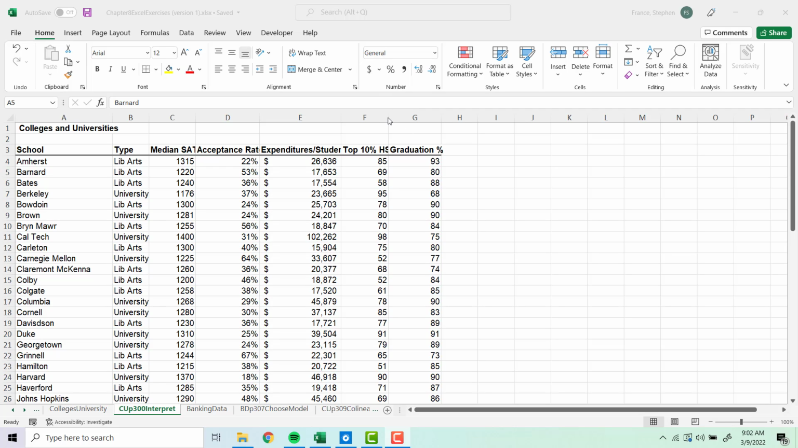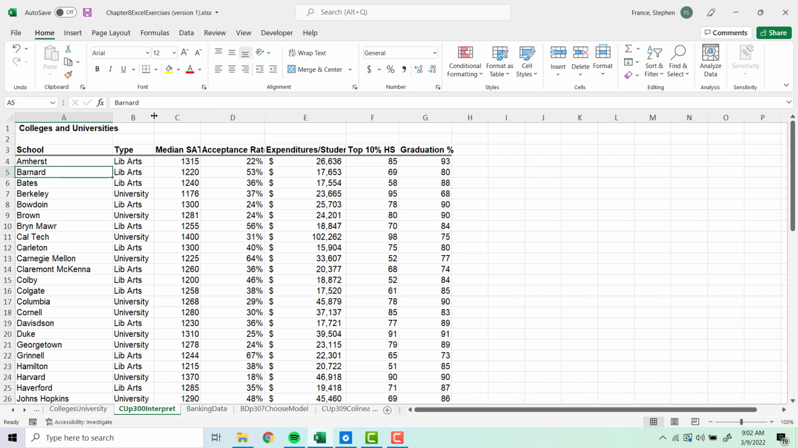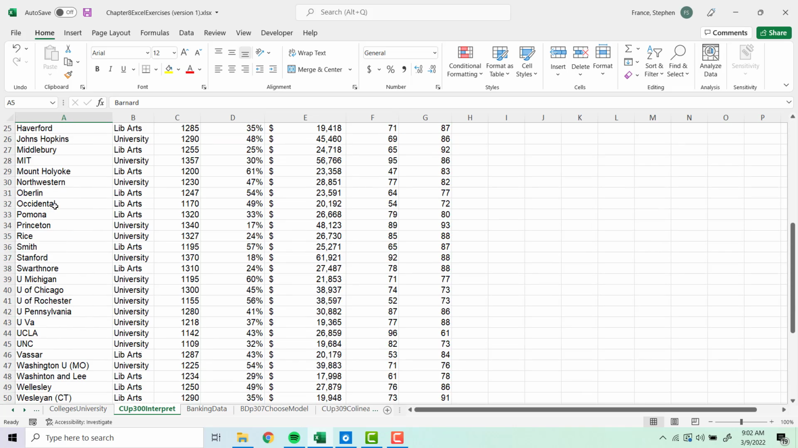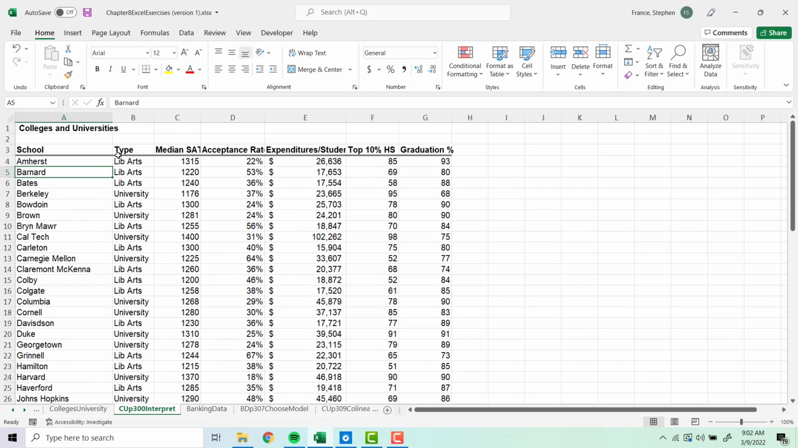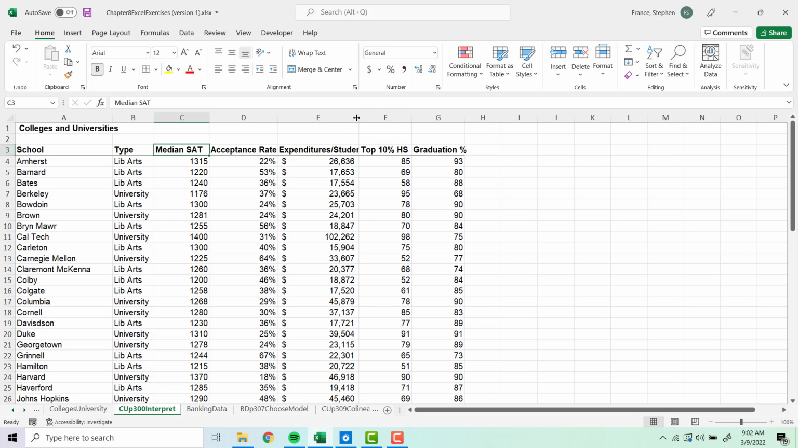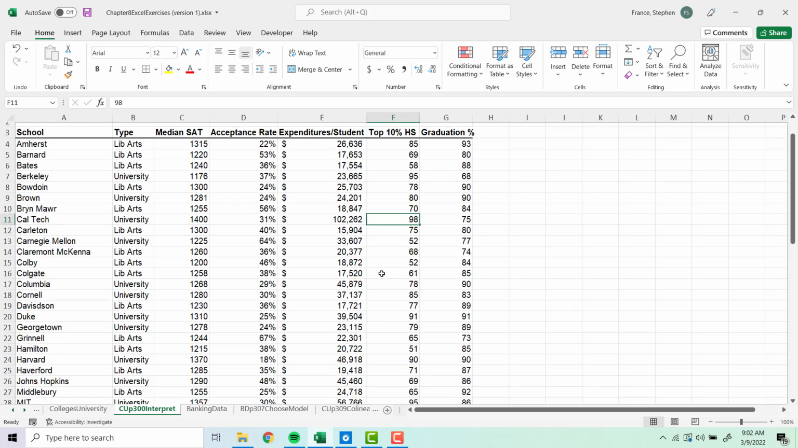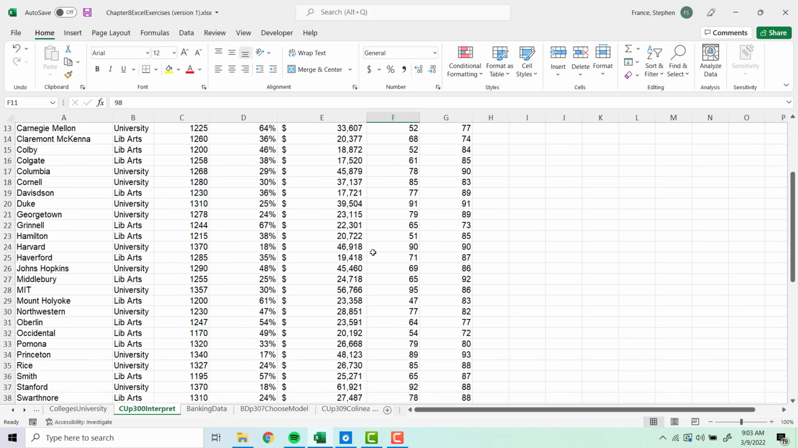Okay, so next up, we're going to do a multiple regression. We have a data set here, and I think you should have seen this data set before. It's different colleges, the type of college, and then some statistics about the college: the median SAT, the acceptance rate, the expenditure per student, and the proportion of people graduating in the top 10% of their high school.